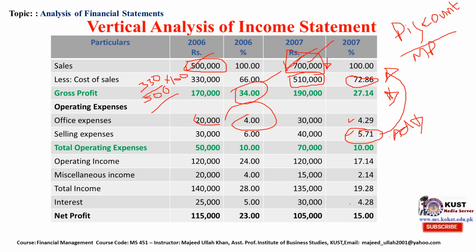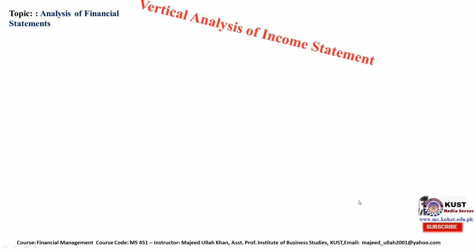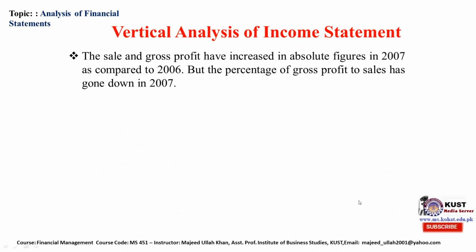Total income, interest: it means in the same financial position or the same financial structure the company increases its sales, and these things are constant. So this is the interpretation of the vertical analysis of the income statement.